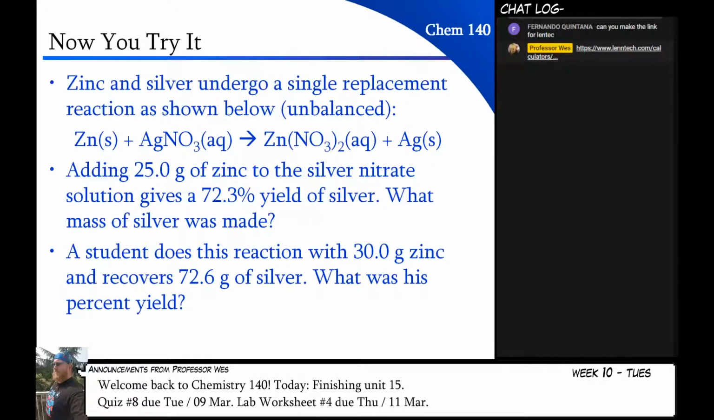And then the bottom one is just a percent yield. I give you the actual yield. You can find the theoretical yield and then calculate the percent yield. Okay, so try these two problems. We'll go over the answers. These take a while, so I'll give you like 7 or 8 minutes to do it. We'll go over the answers in just a bit.